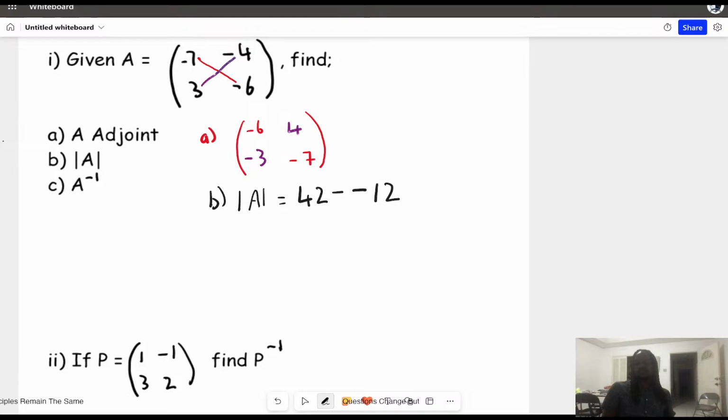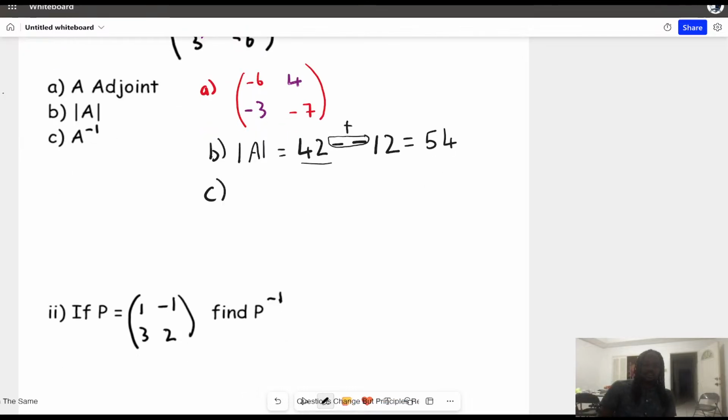Remember here now, when you have two minus signs, you have to add them. So I get negative 7 times negative 6, that's how I get the positive 42, minus, the minus is always there. And then negative 4 times 3, that is negative 12. That's why I'm going to end up having to add. And 42 plus 12, that's going to give me 54.